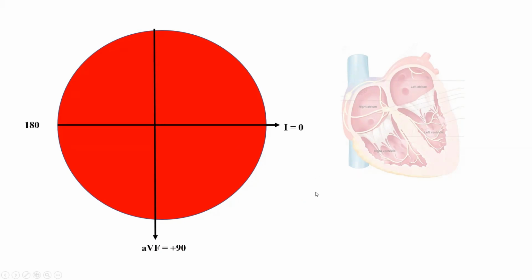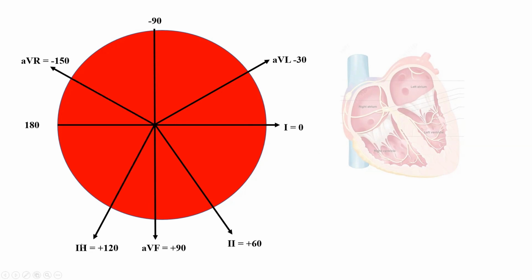Next, we have AVL and lead 2. Lead 2 is at positive 60, so it's between lead 1 and AVF. Perpendicular to lead 2 is AVL. AVL is at minus 30. These numbers are to be memorized. Now the third pair is lead 3 and AVR. They are also perpendicular to each other. The angle between them is 90 degrees. Lead 3 is at positive 120 because it's down there, and AVR is at minus 150.